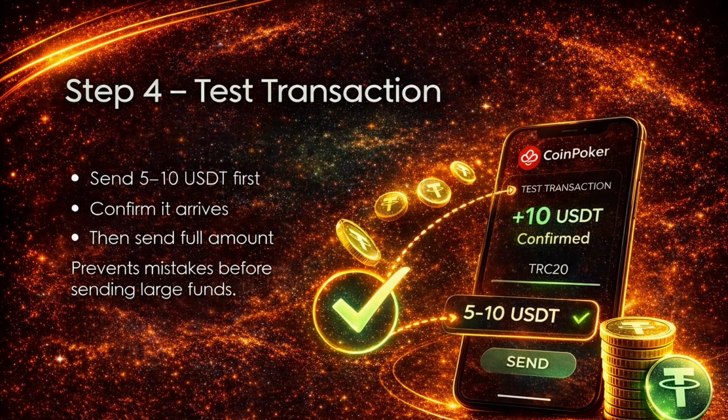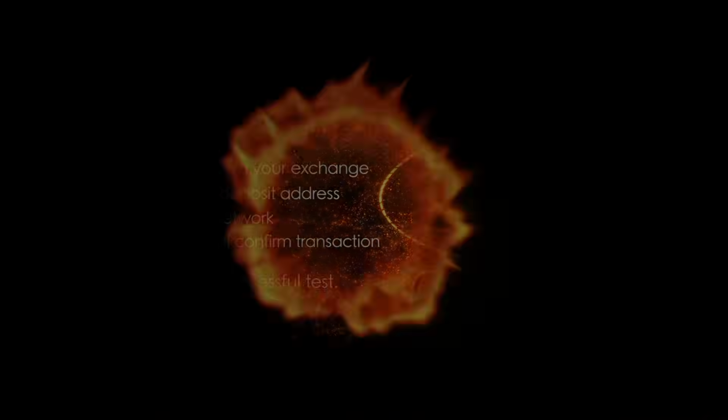Before sending the full amount, it's always recommended to do a small test transaction. Send a small amount first, for example 5 to 10 USD. Wait until it arrives in your CoinPoker balance. Once you confirm everything works correctly, send the full amount. These simple steps prevent mistakes before transferring larger funds. It's a standard safety practice when sending crypto.